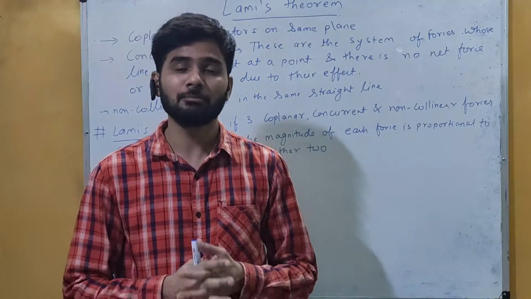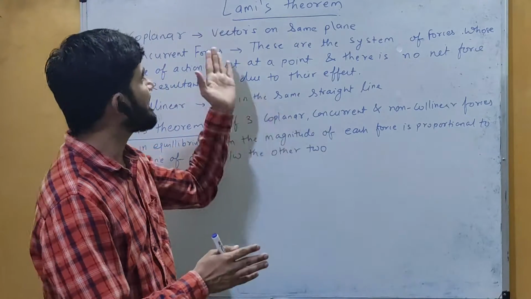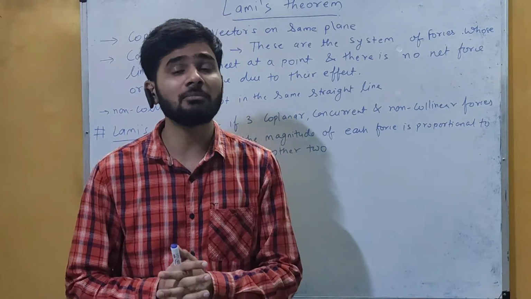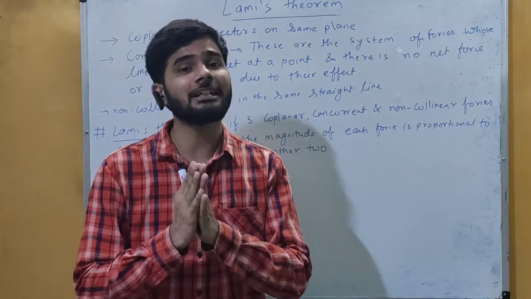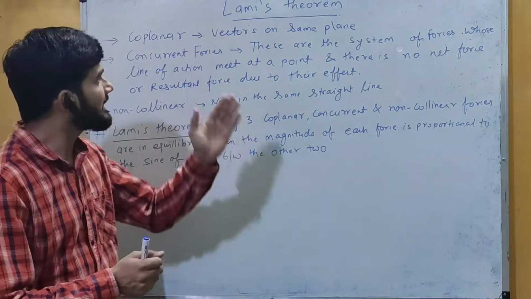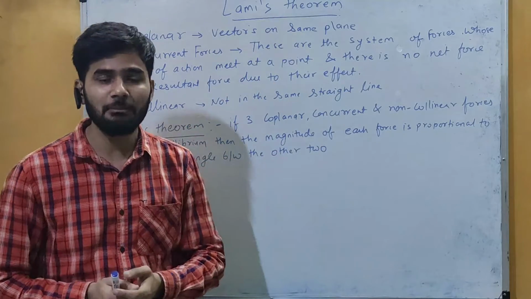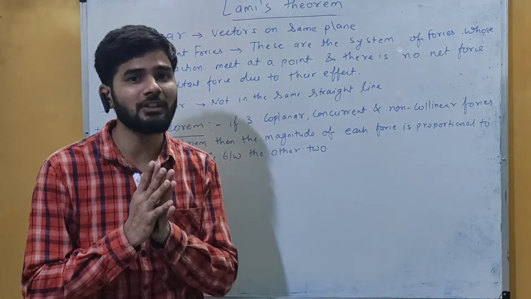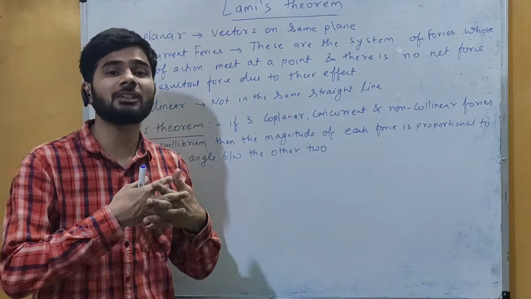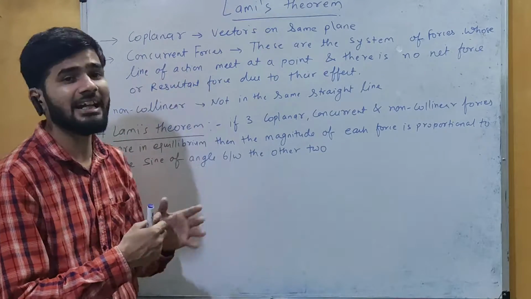We are studying our chapter motion in a plane, and here we have another topic that is called Lami's Theorem. In this Lami's Theorem, we will use three different types of vectors. First one is the coplanar vectors, that is, vectors acting on the same plane, which we have already studied in the different types of vectors. The second one is the concurrent vectors. Here we are dealing with forces, so I have written here concurrent forces.